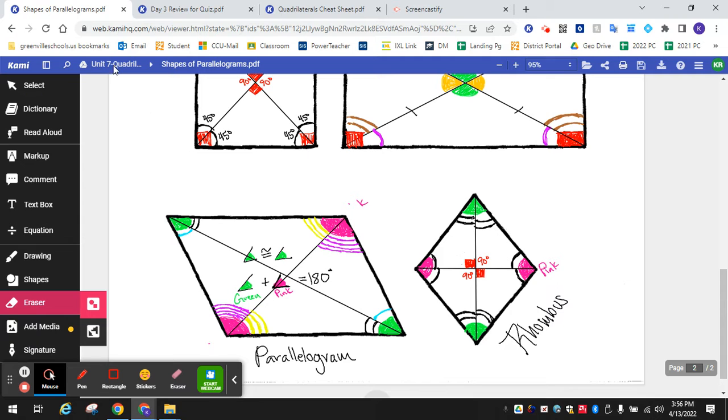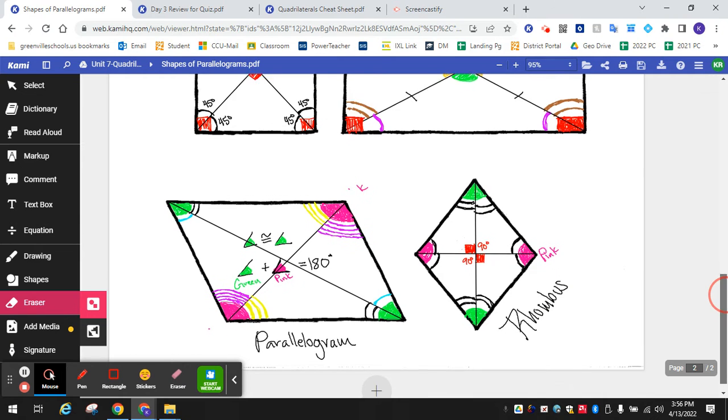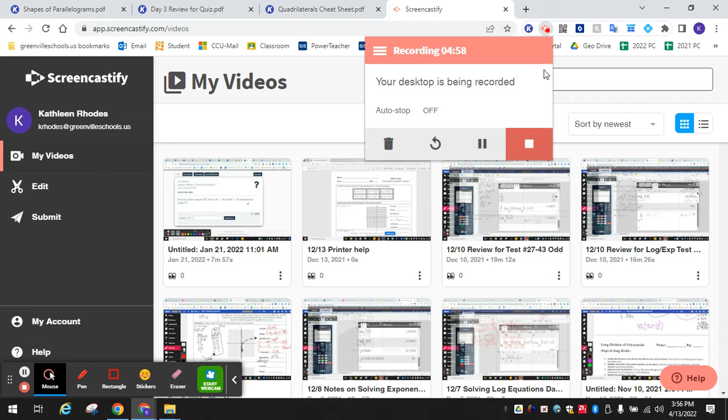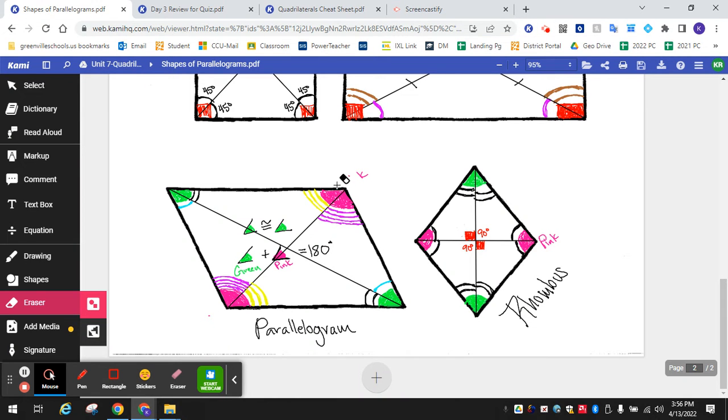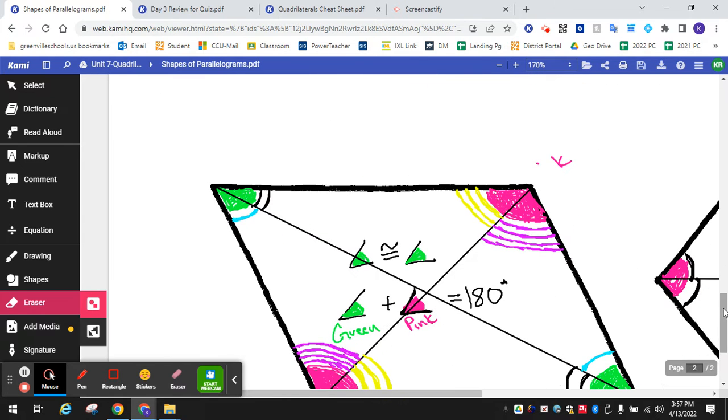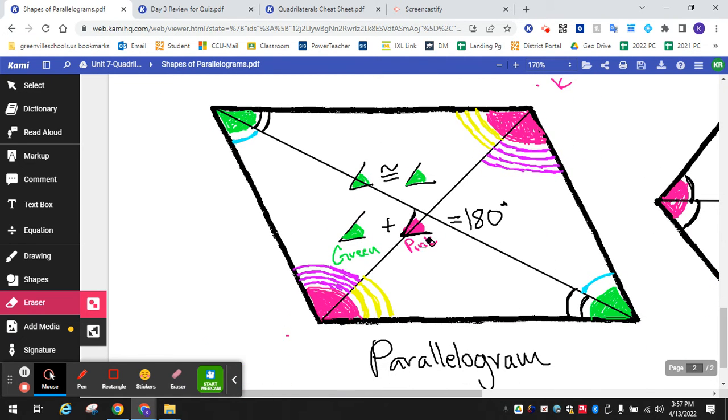Okay. Looking at parallelograms, hopefully you copied down your shapes. Here's your parallelograms. Opposite angles are equal, so whatever's over here equals what's over here. And then consecutive angles add up to 180. So this corner plus this corner adds up to 180. In my picture, green and pink add up to 180. So choose a green, choose a pink, they have to add up to 180.